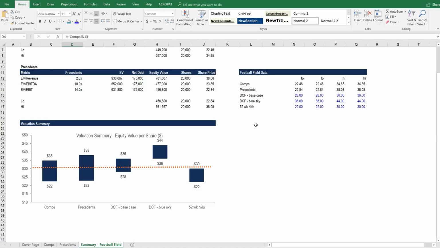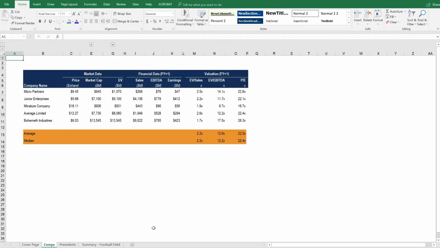So we can easily visualize how all these different valuation methods fit together and how they compare to each other. Finally, the dotted orange line is the current share price, assuming this company is a public company or that information is available. Let's take a closer look at the comps table here.